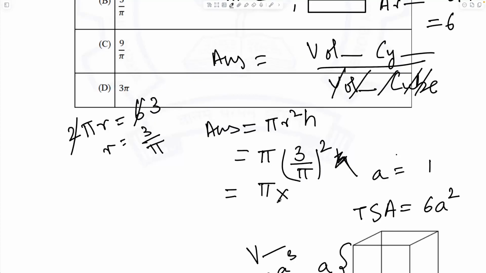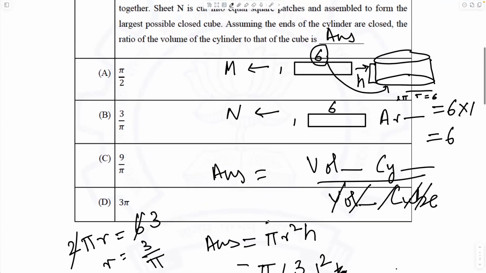Okay, so what is that going to give us? Pi times 9 by pi square. We can cut this and get the answer as 9 by pi, right? Is there any option that matches this kind of result? Yes, option C matches this result, and that is going to be our answer.